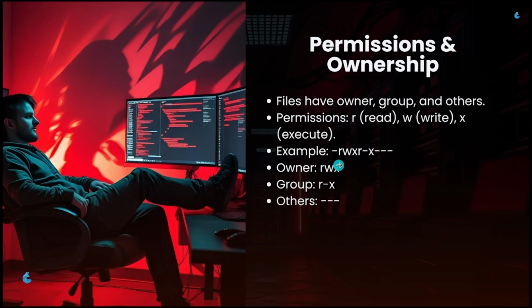For example, if a file has permissions like rwxr-x--x, this means that the owner has full access, the group has read access, and all the other users have execute access, right? So the permission system ensures that files and resources are only accessed by the right people, maintaining both security and proper access control across the system, right?